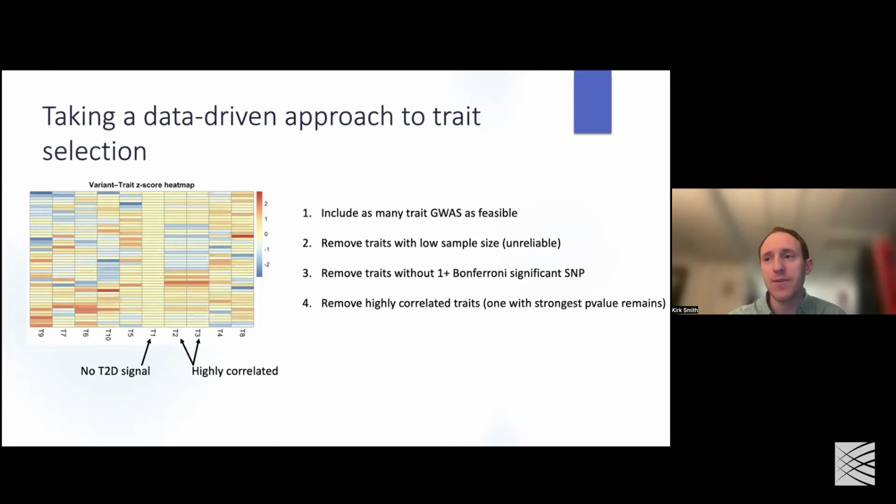And then finally, if we have two traits that are highly correlated, we just keep the one with the strongest signal. This is to make sure that the traits are representing independent signals when the clustering is done. A common example for this is we often will include two versions of a trait, one adjusted for BMI and one unadjusted, and then we can let the pipeline figure out which one to keep. So hopefully that answers the question about picking traits to include.